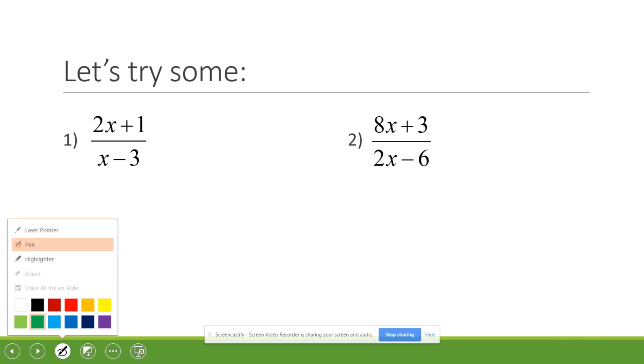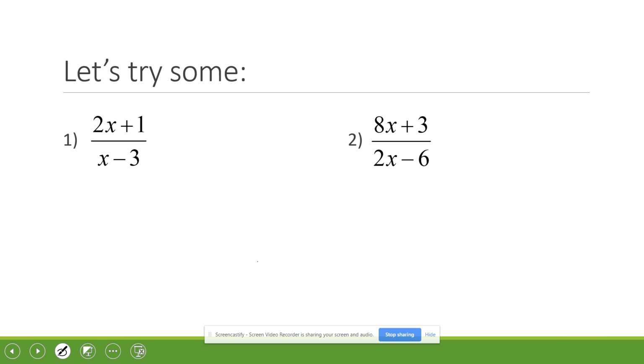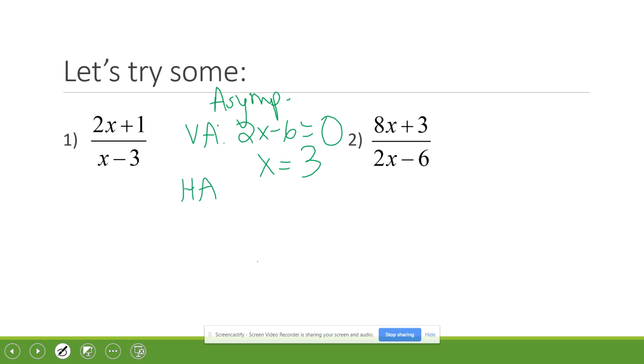All right, so for our second one, again, we're going to start with our asymptotes. Our vertical asymptote, we take the bottom, which is 2x minus 6, set it equal to 0 and solve for x. Add 6, divide by 2, and we again get x is equal to 3. Our horizontal asymptote, remember, is a over c. So we have 8 over 2, which is 4.